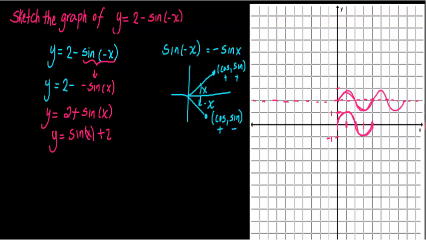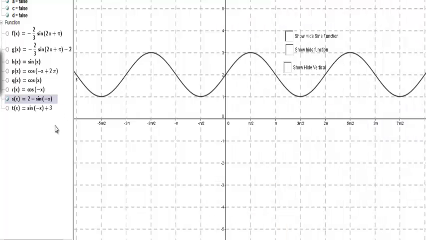Let's see this in GeoGebra. Here I have the 2 minus sine of negative x. Here it is. What happened was the x-axis came up 2 units, and there you have your sine function. Simple as that. So don't go crazy doing all the steps I showed you in other examples. Look at the function first, see if you can apply identities, and it's much simpler work. I'll do another example.